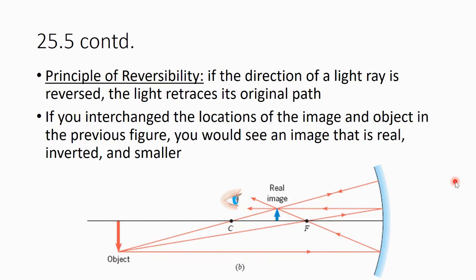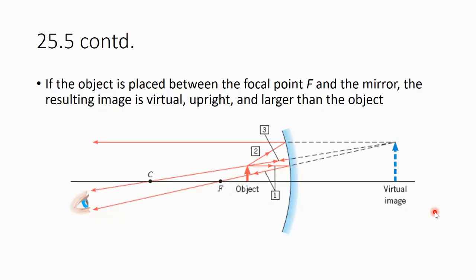There is something called the principle of reversibility. So if the direction of a light ray is reversed, the light retraces its original path. I honestly feel like I don't typically use that often, but if you interchange the locations of the image and the object, you would see an image that is real, inverted, and smaller. So you could flip those and the picture would just look the same. It would be flipped though.